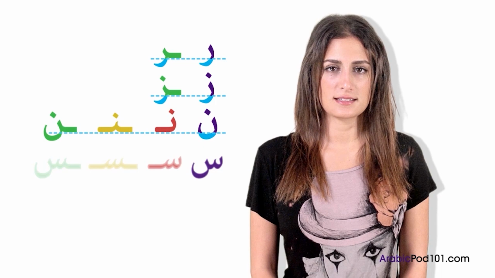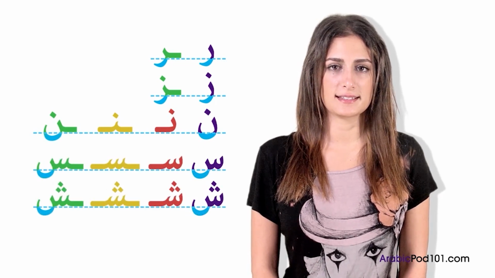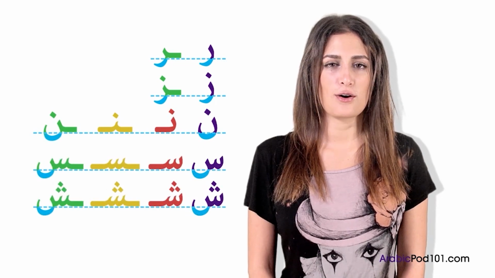Now it's time for Carol's tips. Taking note of letters that dip beneath the line and letters that don't can help improve your handwriting. The letters we learned so far that dip beneath the line are ra, Zayn in all their forms, and noon, Seen, Sheen in their isolated and final forms. Also, it's best to practice on lined paper, not blank paper, for more structured handwriting.